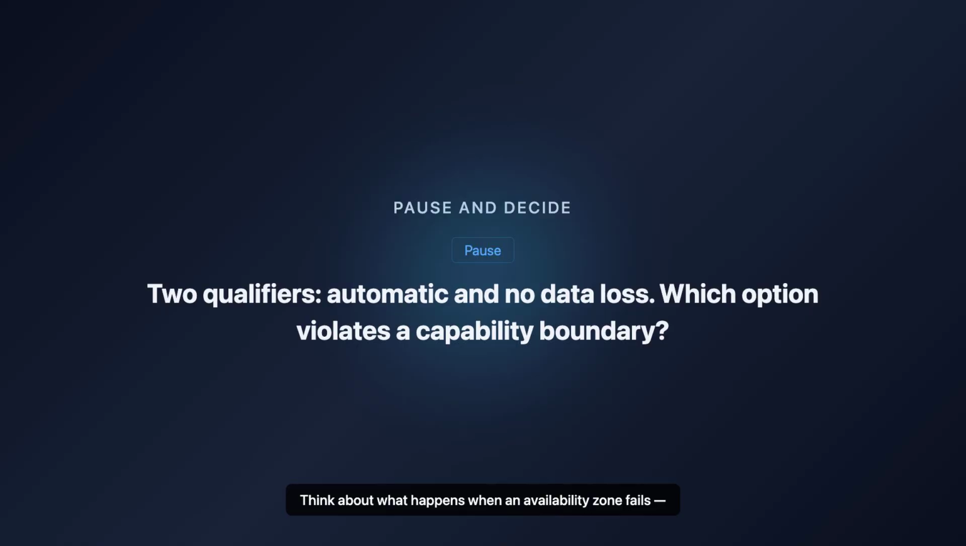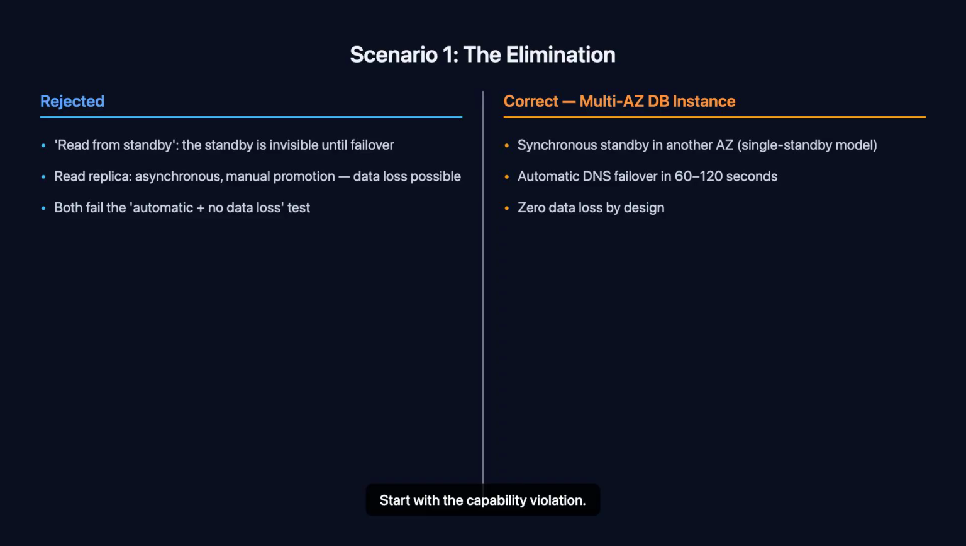Think about what happens when an availability zone fails. Which one automatically switches traffic with 0 data loss, and which ones would leave you either losing writes or waiting for a manual intervention? Start with the capability violation. Reading from the standby is impossible. The multi-AZ standby serves no traffic at all until failover promotes it, so that option is dead on arrival. Then the read replica. It replicates asynchronously and promotion is manual, which means recent writes can be lost and nothing happens automatically. Both fail. That leaves multi-AZ and it fits perfectly.